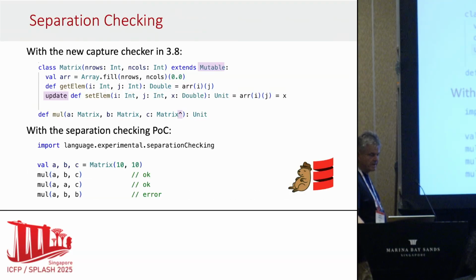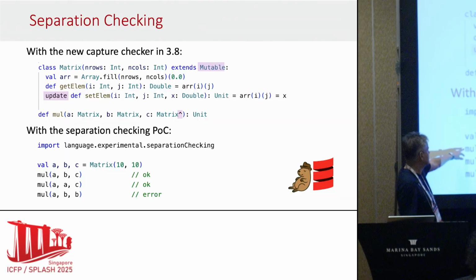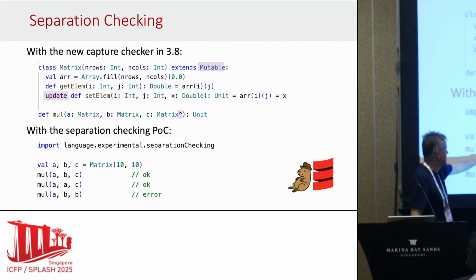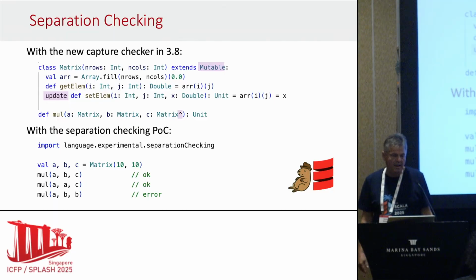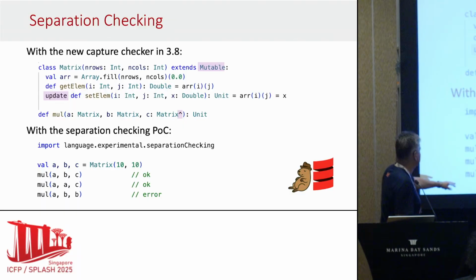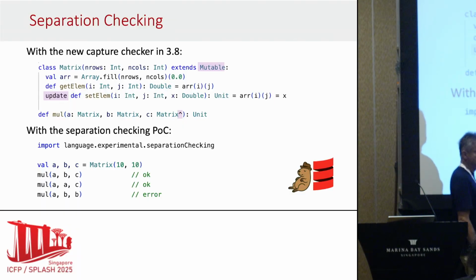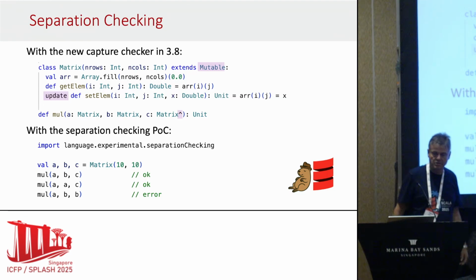So with the separation checking that we have, we can now say that if we multiply matrices A, B, and C, that's okay. But if we multiply A, B, B, that's not okay, because B has a hat here and cannot be referenced separately. On the other hand, multiplying A into C is okay, because the first parameters here are just passed as normal parameters.